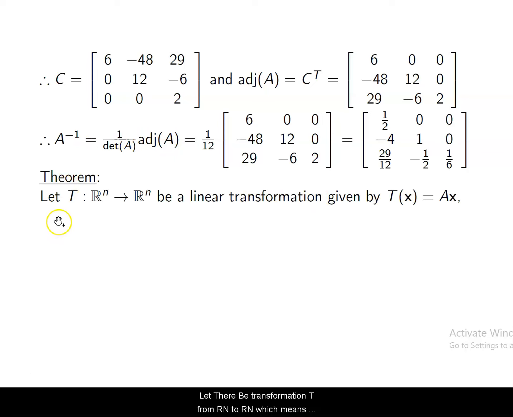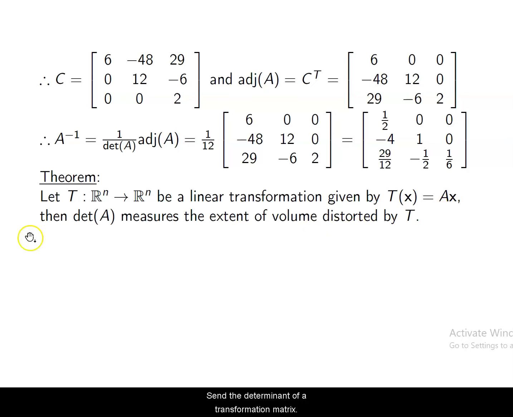Let there be a transformation T from Rn to Rn, which means our transformation matrix is going to be n by n. Remember, this is the number of rows, and this will be the number of columns. Let this transformation be linear and be given by this transformation matrix A, right? So T of x is the same as A times some vector x. Then the determinant of A, this transformation matrix, measures the extent of volume or area distorted by my transformation.